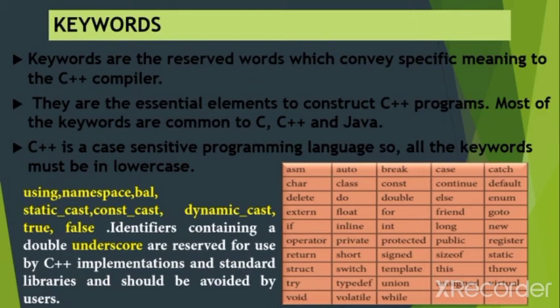Also, identifiers with a double underscore are not allowed to be created by the user because they are used by C++. They have started using double underscore for the implementation and the standard library. So all these keywords must be used only for the particular task, which is defined with the pre-defined meaning. Already they have defined it. We cannot use that for our own purpose as normal naming.